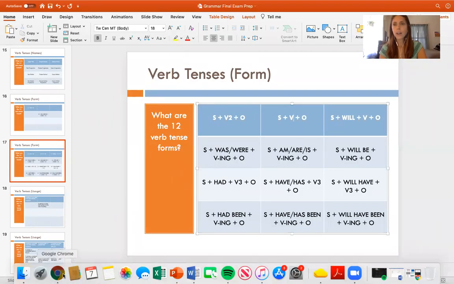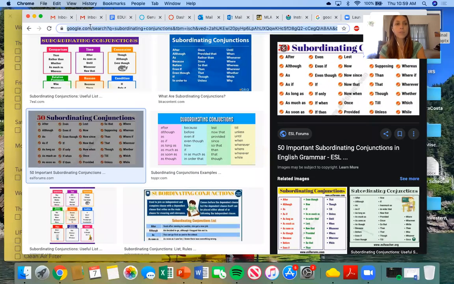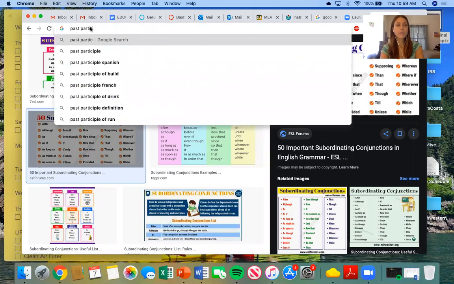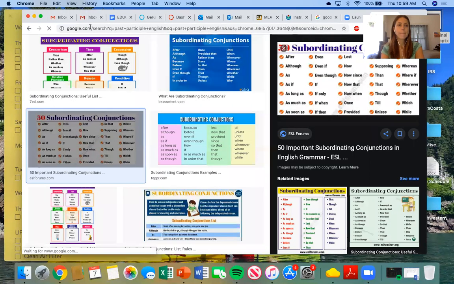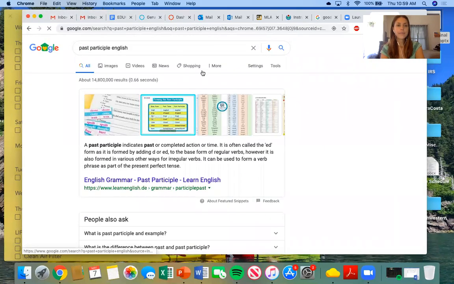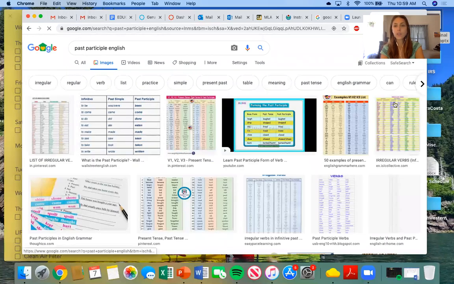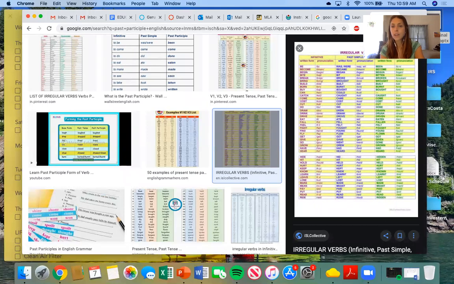Now, if you're sitting here going, shoot, I'm forgetting the past participle, you can go to Google Image and type in past participle. Okay, so there's going to be lots of lists. You can click into a few, for example, we have become, became, become, begin, began, begun, bite, bit, bitten, break, broke, broken. Okay, so you can go through these and just familiarize yourself with them.